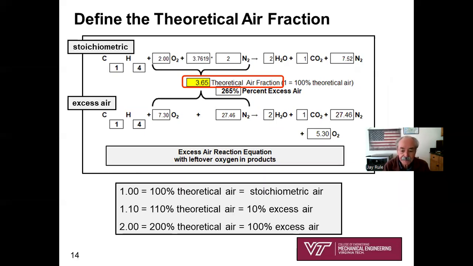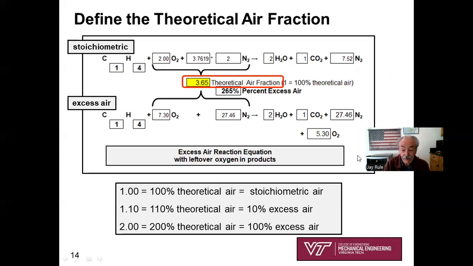The next thing you're going to put in is the theoretical air fraction. For this case, I'm using a huge amount of theoretical air, 365% theoretical air. If you have a stoichiometric mixture, you'd put in the number 1.0. If you had 10% excess air, you'd put in 1.10. Like in this middle example, you put in 1.10 for 110% theoretical air, which is the same thing as saying 10% excess air. So that's how I know this 3.65 is a huge amount of excess air.